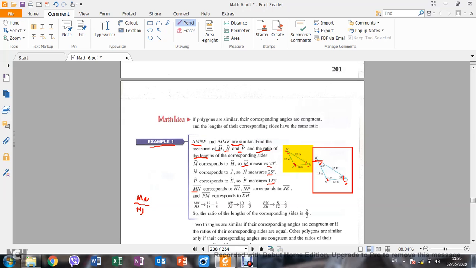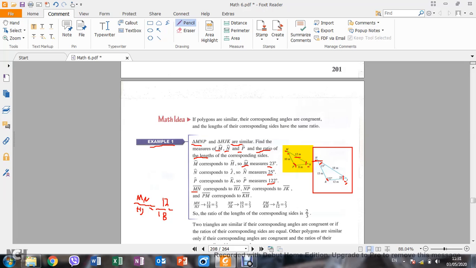The length of MN is equal to 12 meters. And the length of HJ is equal to 18. Every time you write the small figure over the big figure. So our ratio is 12 over 18, but we need to simplify this one.